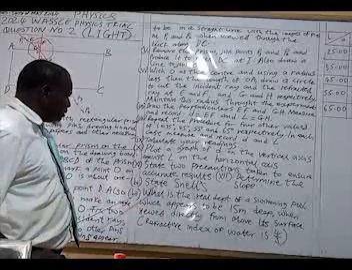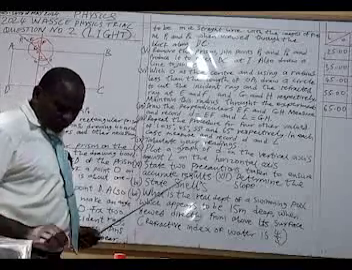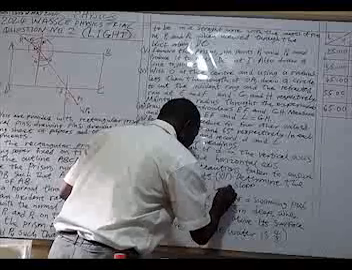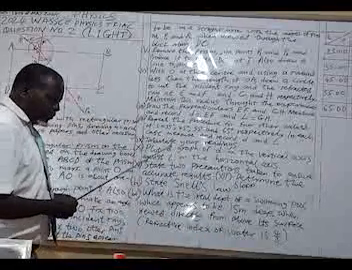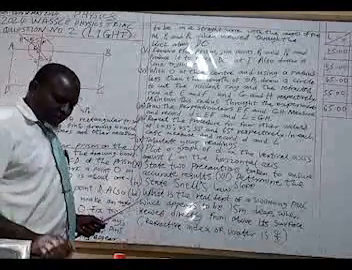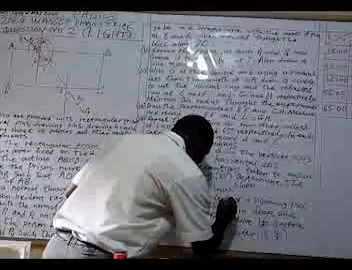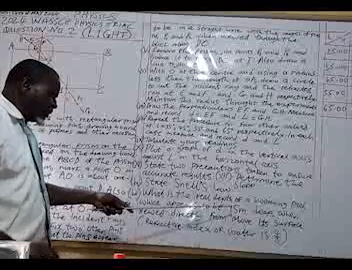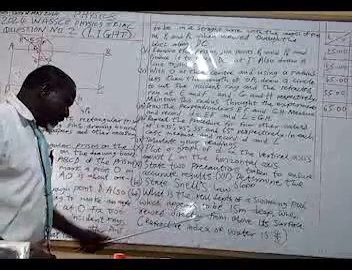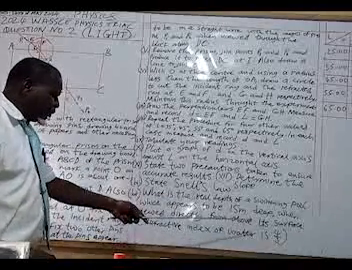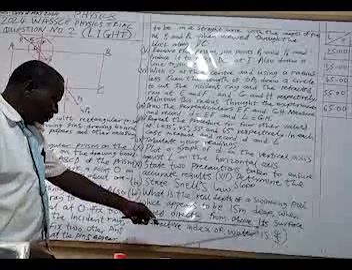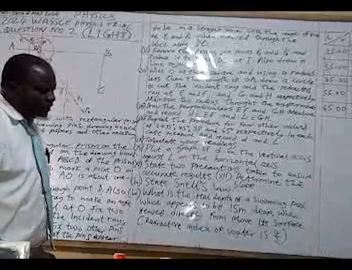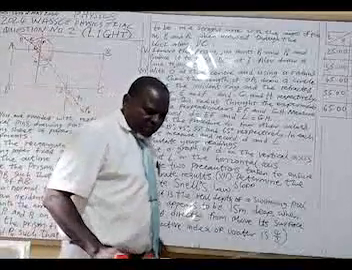Number B1. State Snell's law. Then calculate the depth of a swimming pool which appears to be 15 meters deep when viewed directly from above its surface. The refractive index of water is 4/3. Now, let's start.